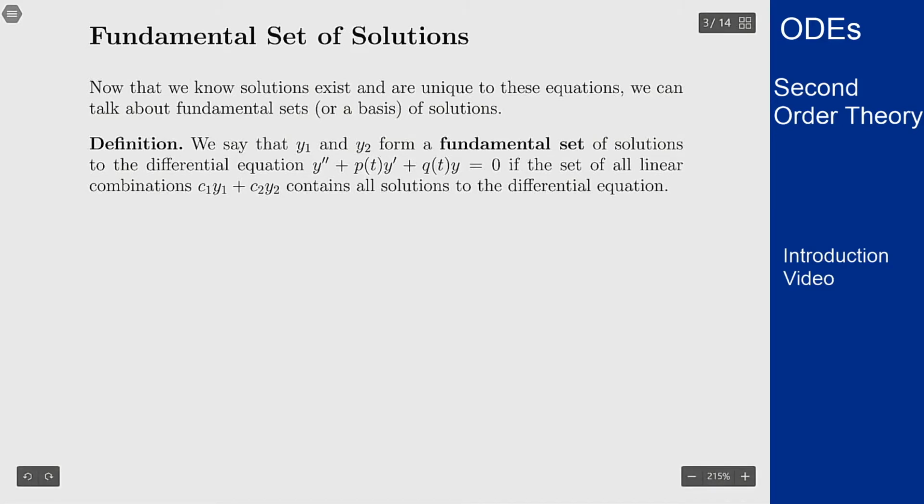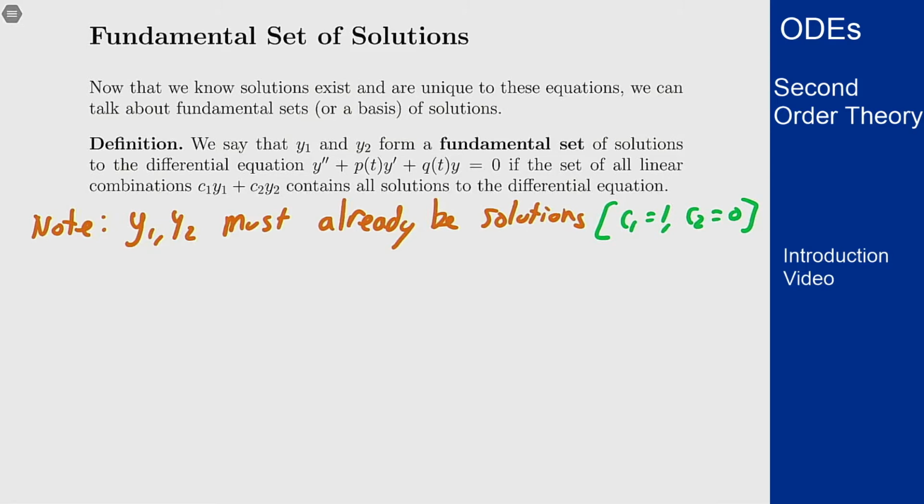We say that two solutions, y1 and y2, form a fundamental set of solutions to the homogeneous differential equation if the set of all linear combinations, c1y1 plus c2y2 for different values of c1 and c2, contains all solutions to the differential equation. Note that by taking c1 to be 0 and c2 to be 1, and vice versa, y1 and y2 must already be solutions to the differential equation. But what does this mean? Well, this really means that this linear combination can meet all initial conditions at a given point.